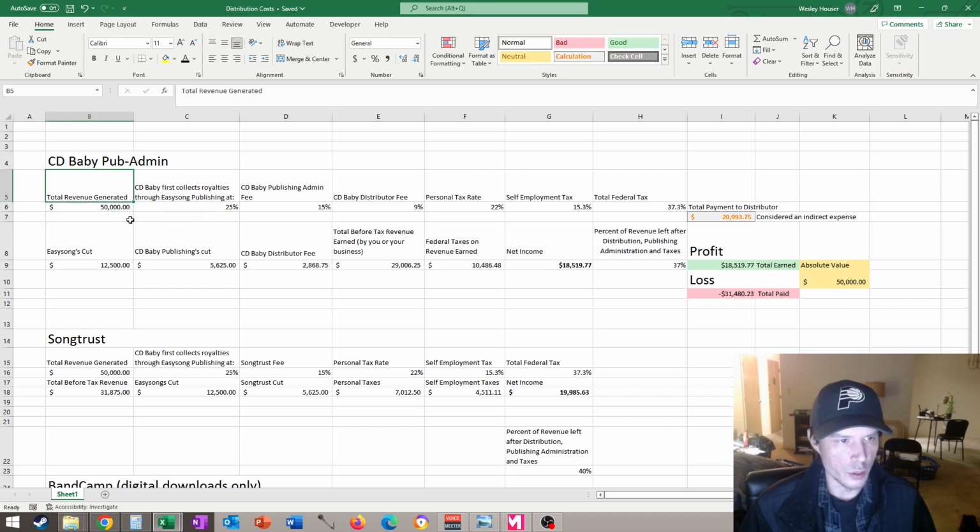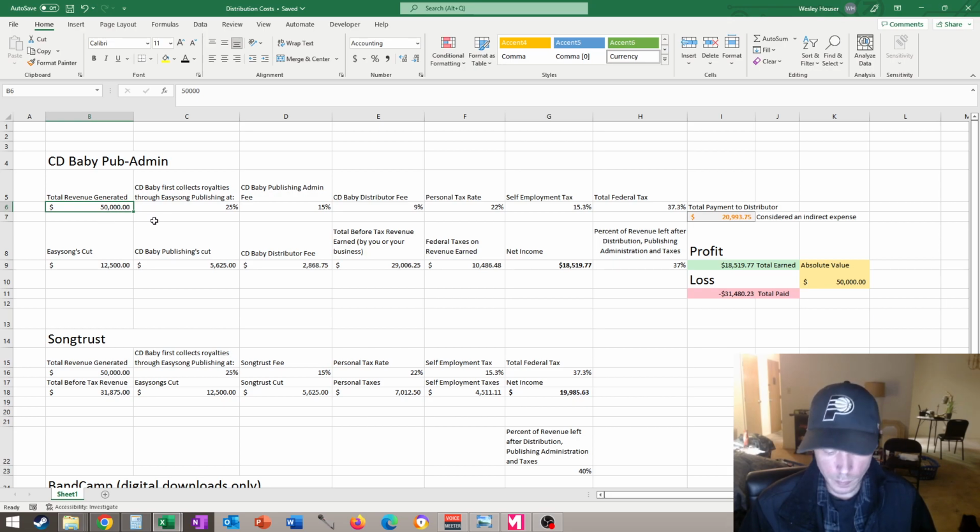That is the total value generated from your music. Right off the bat, 25% is taken. So that's $12,500 for Easy Song right off. Then the publishing administration fee is 15% from CDBaby. So if you generated $50,000 worth of revenue for your song or your album, or say you're a record label and you put all of your albums on CDBaby, and this generates $50,000 worth of revenue.